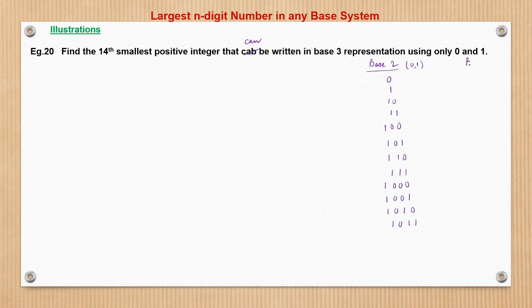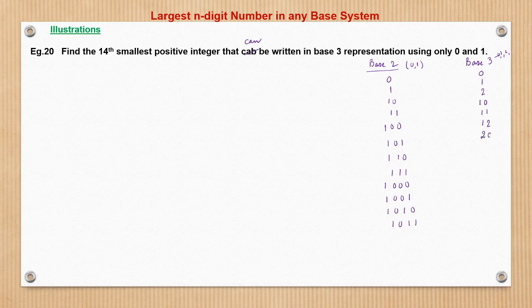Now in base 3, if we check, it will first start with 0, 1, 2. Base 3 has the digits 0, 1 and 2. Then it starts again from 10, 11, 12.